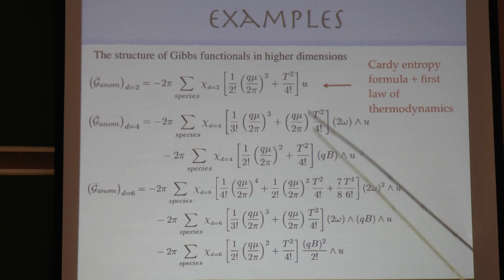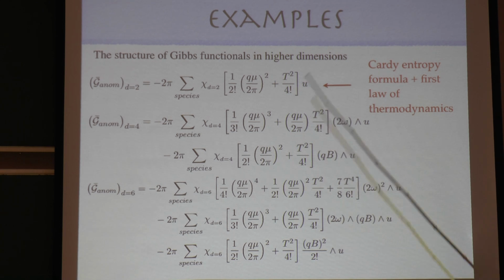And here are the first examples. So as you said, 2D is very special. It's very easy, and many features can be understood there. For example, this form has been known for a long time. It follows from the Cardy formula and the first law of thermodynamics.